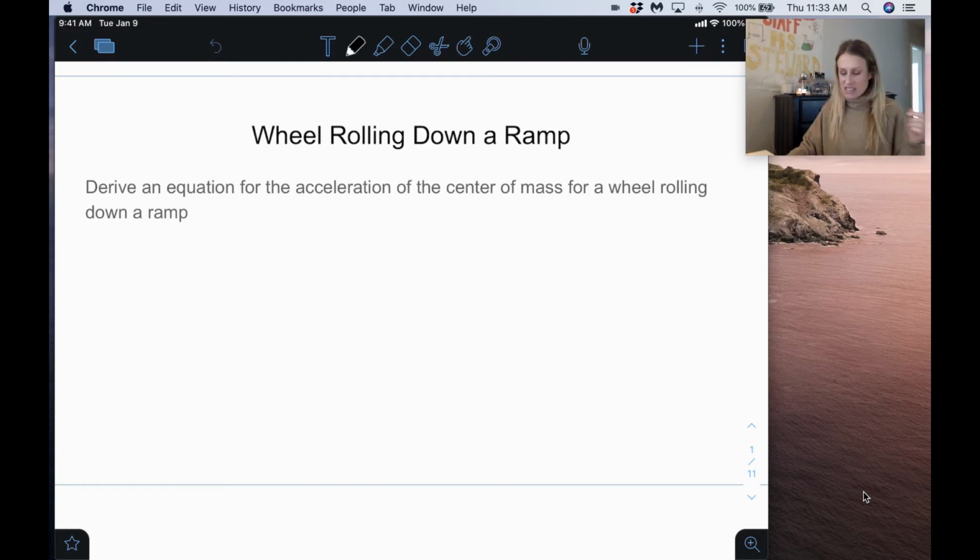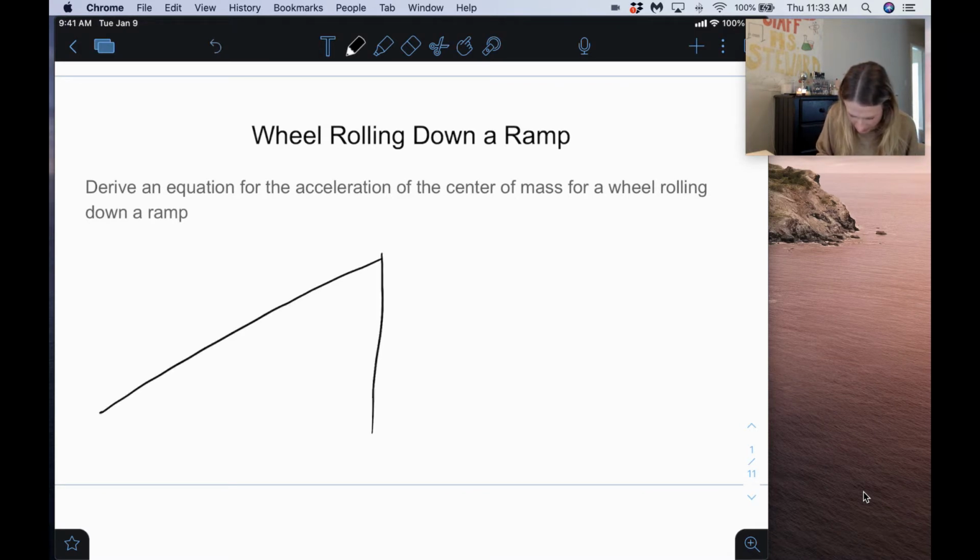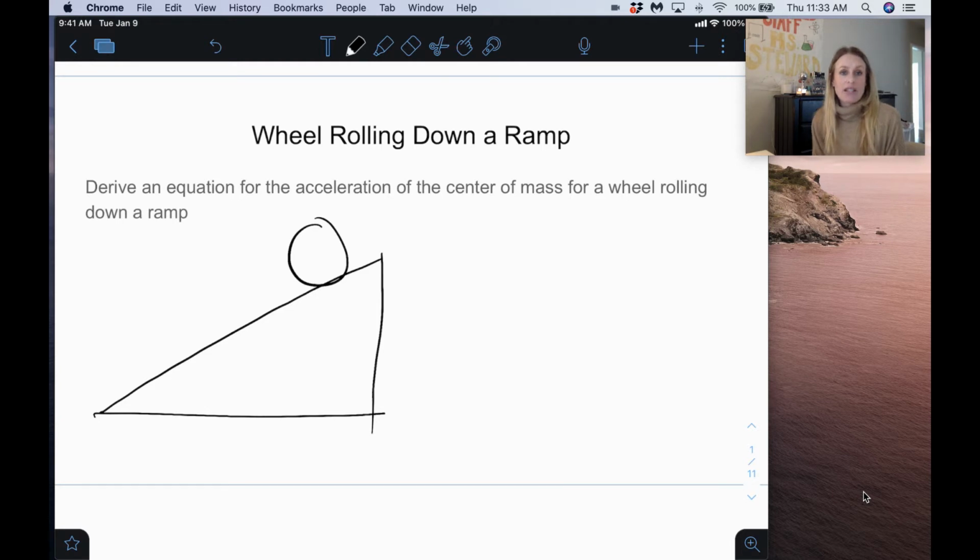Hi everyone, in this video we're going to derive an expression for a wheel rolling down a ramp. If I draw a picture of this, I have a ramp like so, and then there is a sphere or a wheel or whatever object we're talking about, and it's going to roll down. It's going to accelerate down the ramp, and we are deriving an expression for the acceleration of the center of mass as it rolls down the ramp. The reason it rolls is because there is friction involved as well.